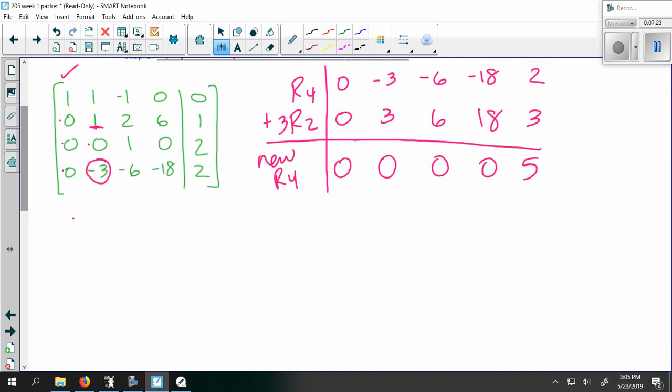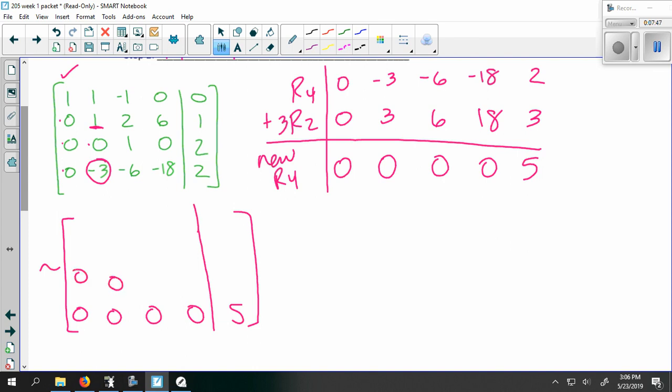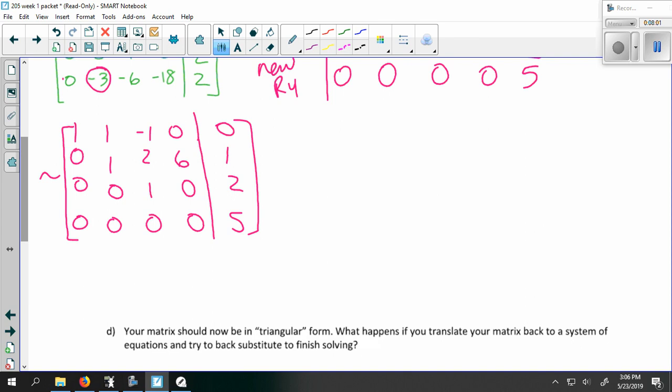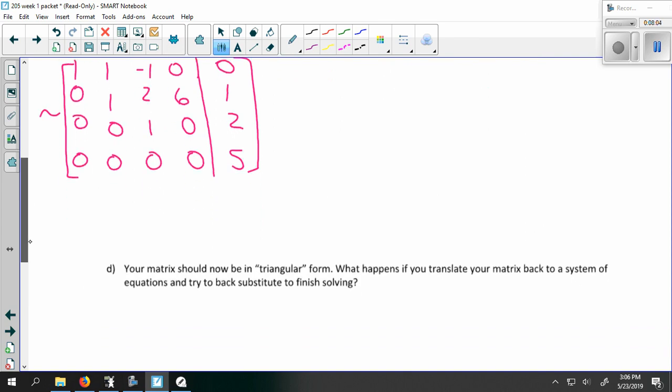So in my next row equivalent matrix, all of my rows stay exactly the same except for row 4. Row 4 becomes 0, 0, 0, 0, 5. Every other row is just copied from the previous step: 0, 0, 1, 0, 2, and 0, 1, 2, 6, 1, and 1, 1, -1, 0, 0. Okay, so our matrix is now in triangular form.